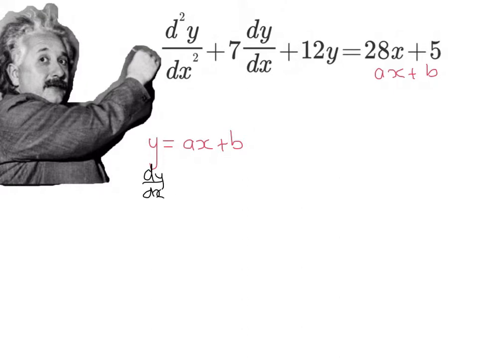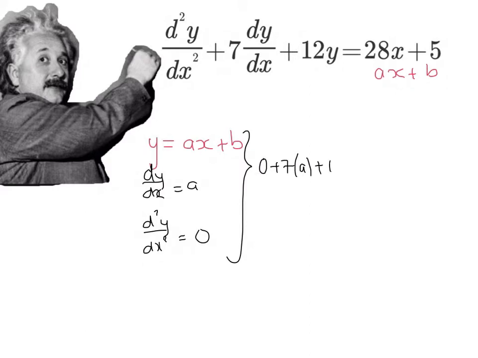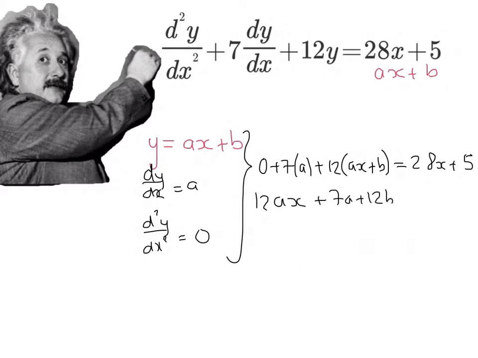Let's differentiate again, and then put all of these into the equation. So we get the second derivative plus 7 lots of the first derivative, plus 12 lots of the original function, and I'm going to force this to equal 28x plus 5 by comparing the coefficients. How many x's are there and how many numbers are there? And then compare that with the 28x plus 5 and just choose a and b to make it work. So 12a, that's the amount of x, needs to equal 28. So that gives me a is 7 over 3.